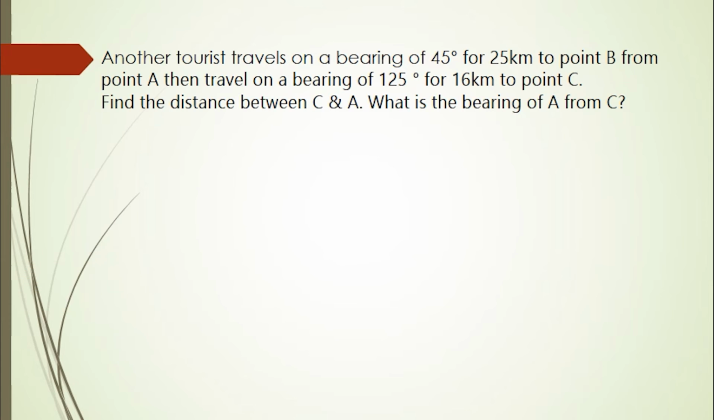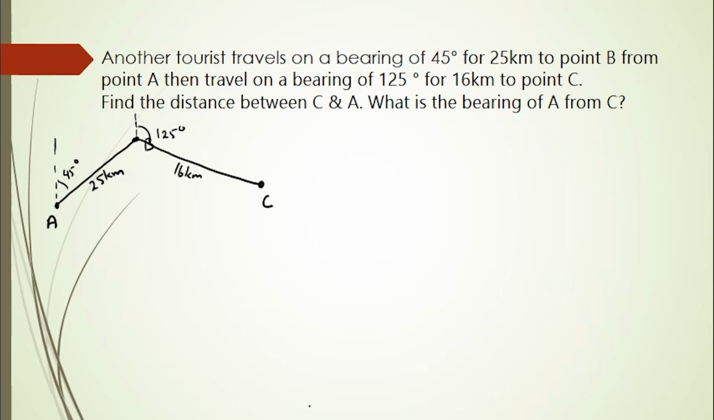In this question we have pretty much similar to what we did in the previous question, but we're just adding on an extra bit here. From A, the tourist is traveling to B, so the bearing is 45 degrees and it's for 25 kilometers. Then from B, they're traveling to C, which is 16 kilometers, at a bearing of 125 degrees.